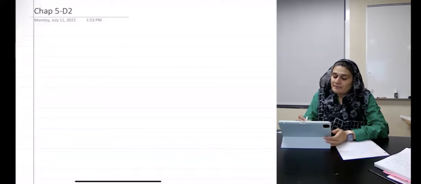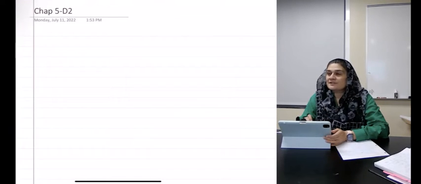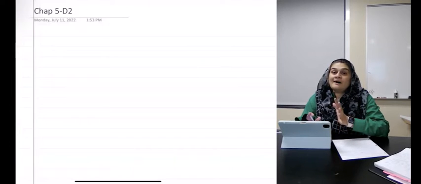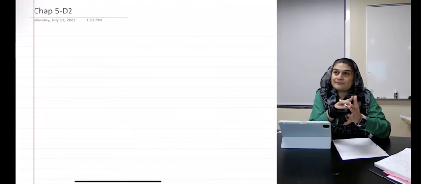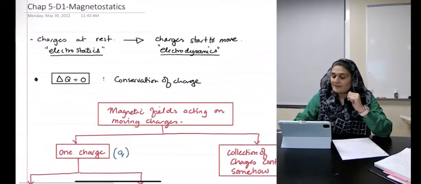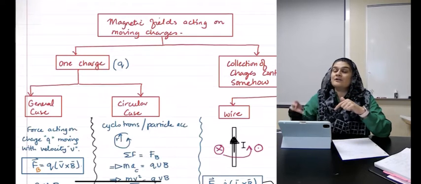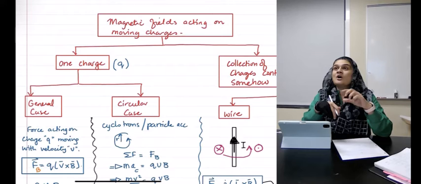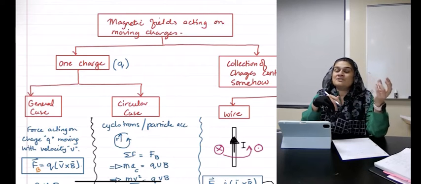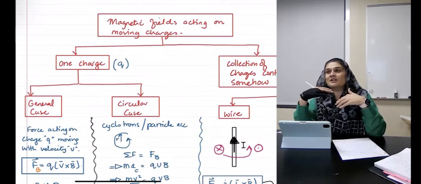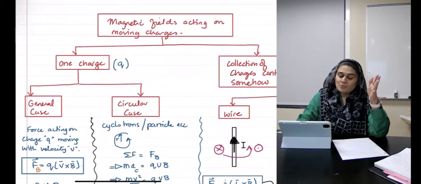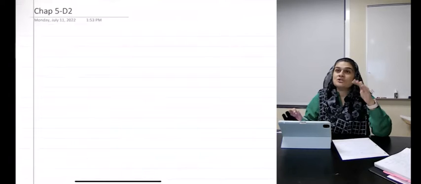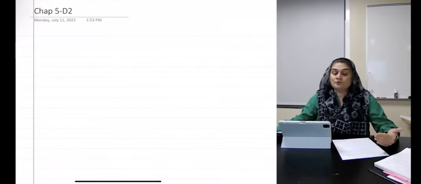We were talking about magnetic fields yesterday, right? We talked about how the magnetic field affected the charges. So we talked about the magnetic field acting on moving charges, right? We talked about what happens when there's one charge, or what happens if there's a collection of charge. Now I want to talk about what happens when charges themselves start to move.